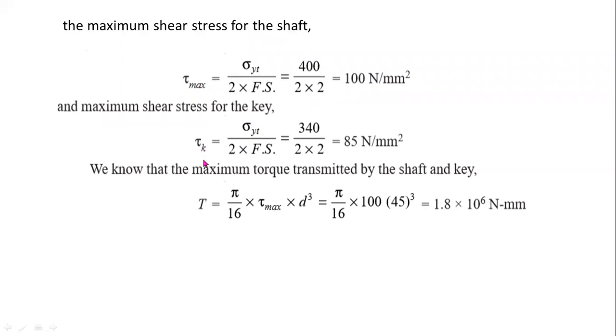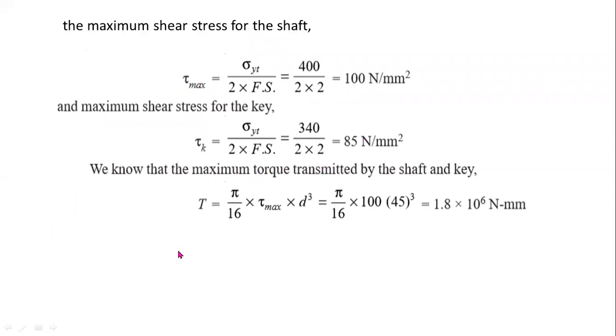Suffix k refers to key. Tau k equals yield stress for key material divided by 2 into factor of safety of the key. 340 is the yield strength of the key. 340 divided by 2 into 2. Here, from the given data, FS equals 2, factor of safety equals 2. So the shear stress induced in the key material equals 85 Newton per mm square.